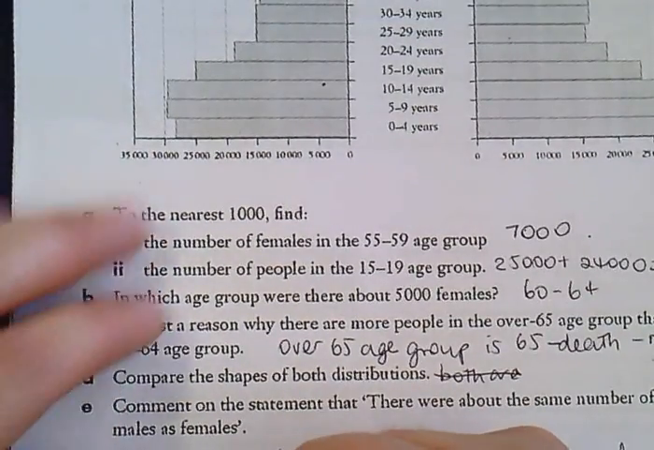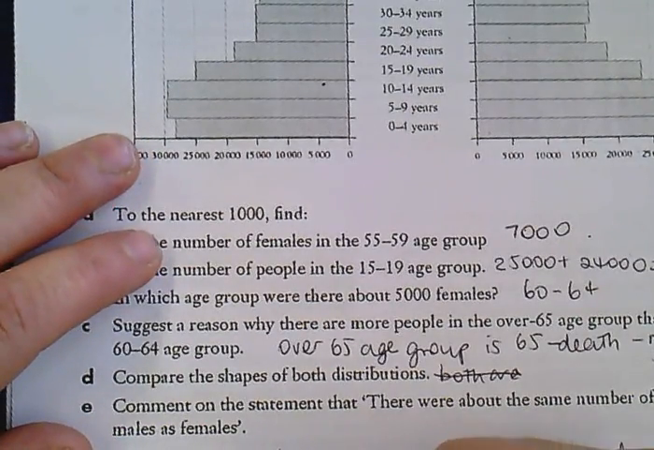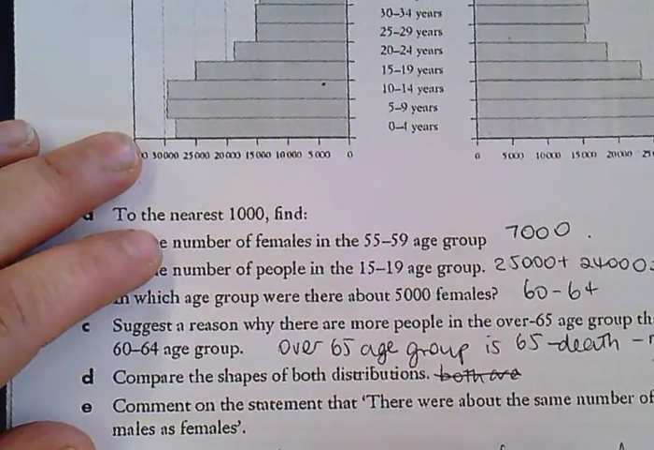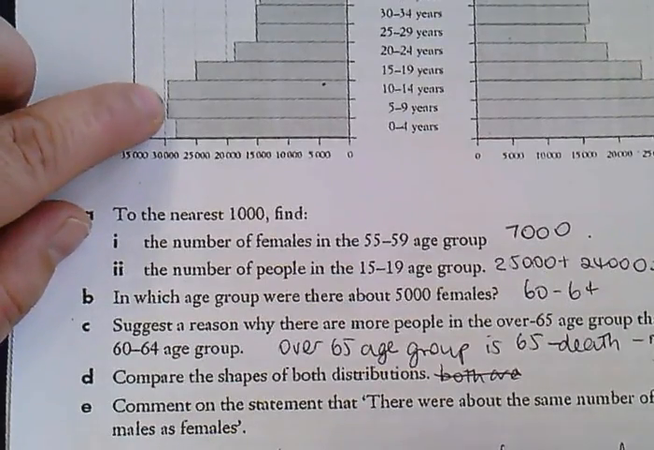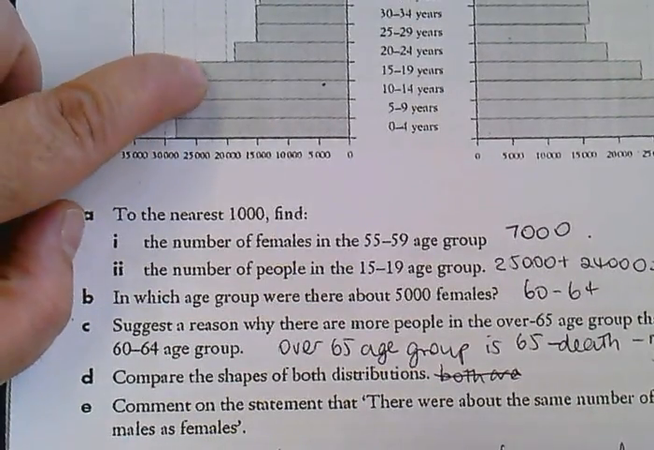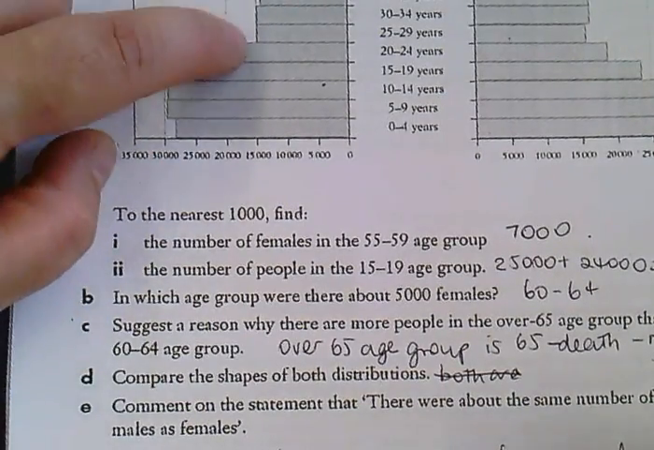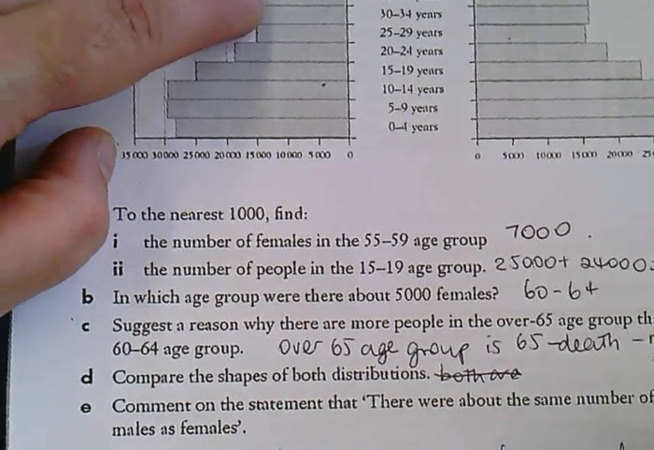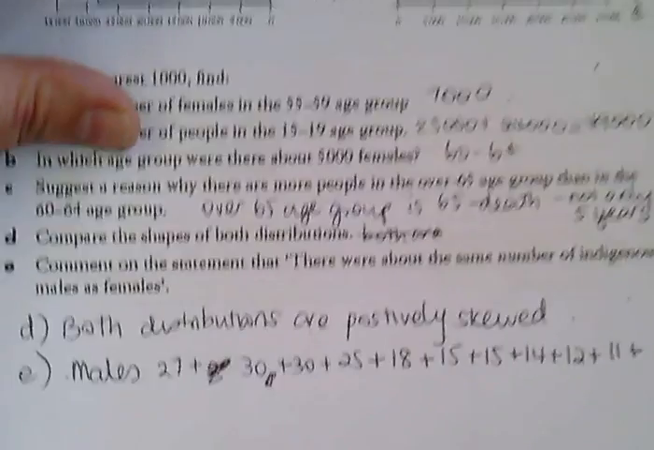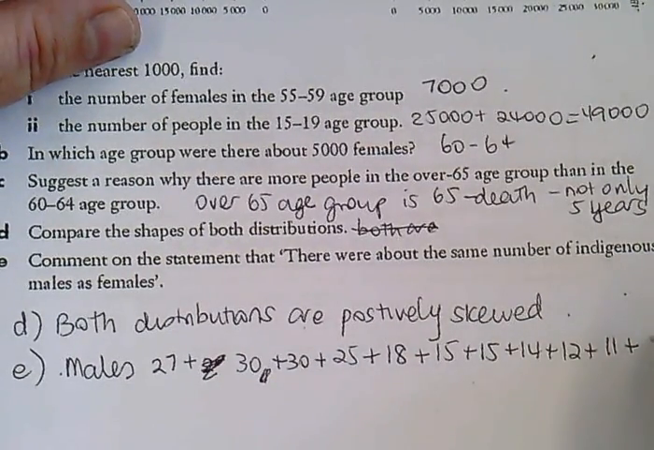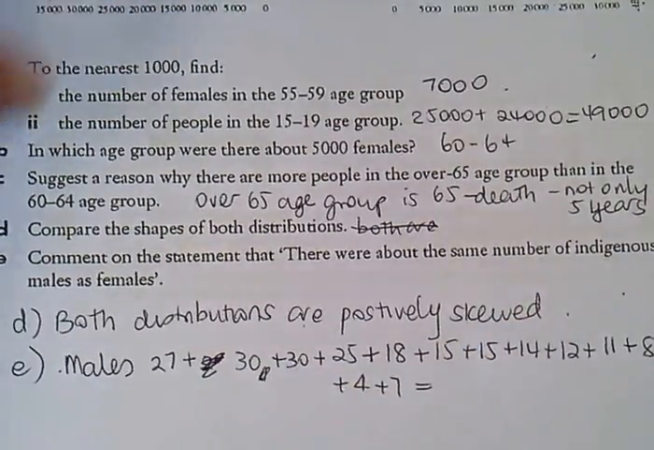Just looking at the males, the first one's about 27. I'm just putting the whole numbers. The second one is almost 30. It's like 29,500, really. Same with the third one. These two are almost 30. So approximately 30,000, approximately 30, approximately 25, and I think that's about 18. But these are both 15 and 15. And the next ones I'd say 14, 12, 11. Has anyone else done it for the other side? 8 and 6 and 4 and 7. That's what I've got for males.